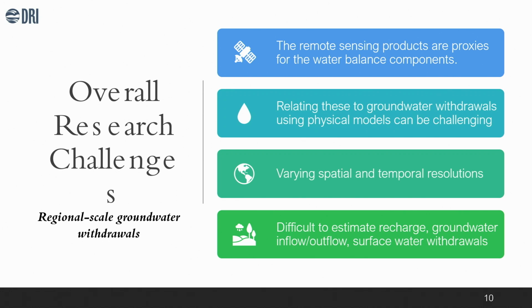So the remote sensing products that we use are proxies for the water balance components, and it's difficult to estimate the recharge, groundwater inflow, outflow, and surface water withdrawals. Also, the remote sensing data sets come at various spatiotemporal scales. So these are some of the broad challenges that come when we are dealing with regional scale groundwater withdrawals.